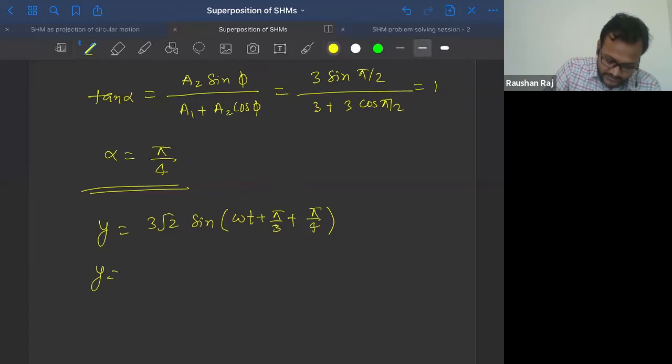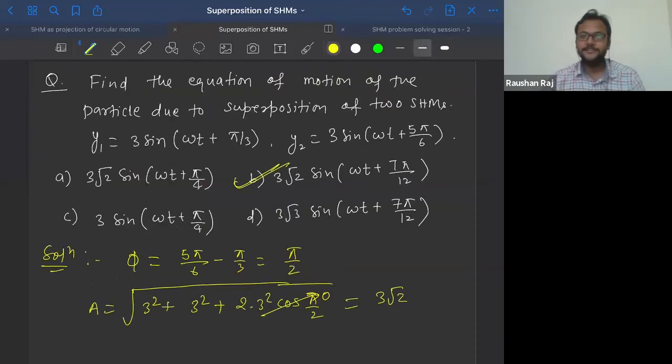So final answer will be 3 square root 2 into sine of omega t plus 7 pi by 12. So this is the correct answer. And this will give us option B is the correct answer.